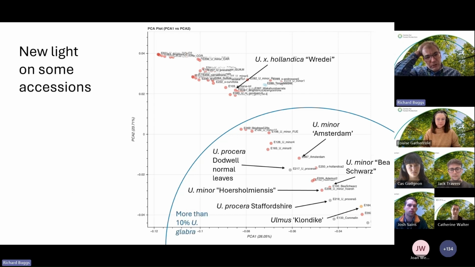There's also some new light on other accessions. So Ulmus minor Amsterdam and Ulmus minor Beer Schwarz both seem to also have considerable amounts of glabra in them, and so perhaps should be seen as Hollandica rather than minor. We had a collection from Frank Matthews that was called Dodwell, Ulmus procera Dodwell normal leaves, and one from Staffordshire. Those don't seem to be Atinia, they seem to be minor introgressed with glabra.